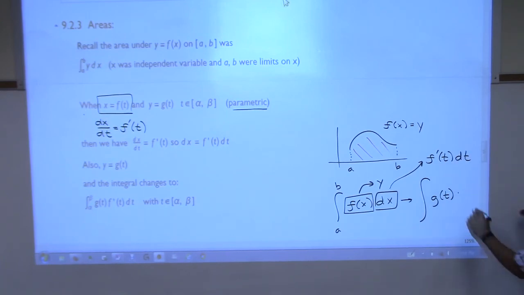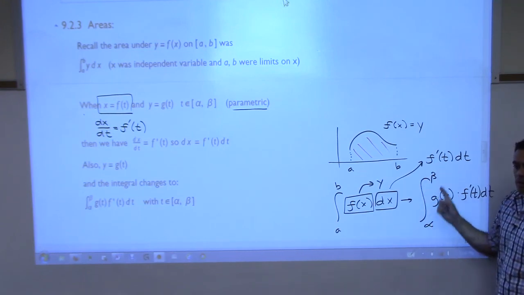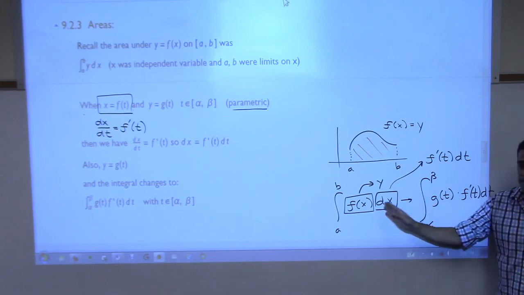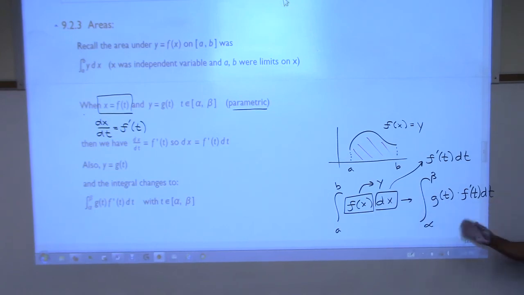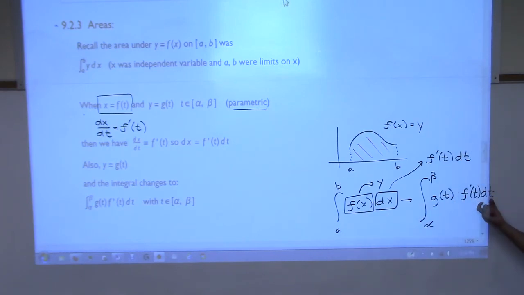That goes here. There's one more change. What's the other change on this integral? We go from alpha to beta instead of from a to b, because we've changed our variable from x to t, right? So here, this was the restriction on x's. Now it's the restrictions on t's. Do you see why earlier I said alpha and beta? We don't want to mix it up with a and b. So alpha and beta. This is it. That's our formula.